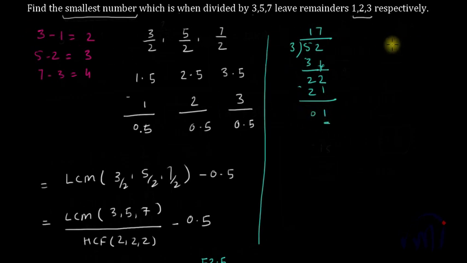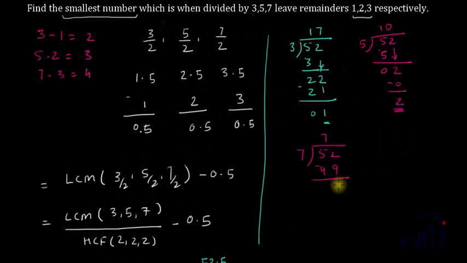And let's check by dividing by 5 also. 5 ones are 5. If I subtract, I'll get 0, and let me note down this 2. 2 will be divisible 0 times, and I get remainder as 2. And when I divide this 52 by 7, 7 sevens are 49, and the remainder we get is 3. So this actually satisfies all the given conditions. So 52 will be the smallest number which we are talking about.